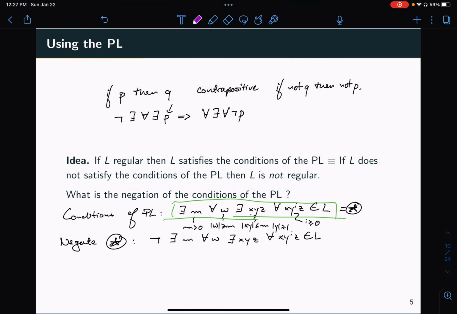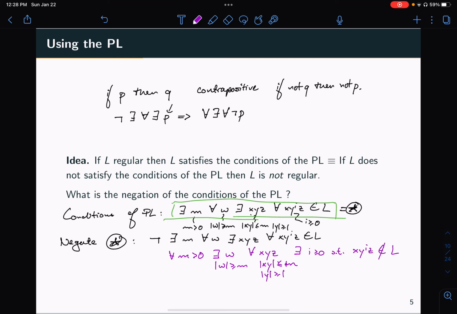So what this looks like is, instead of there exists an m, it says for every m strictly greater than 0, there exists a w with length greater or equal to m, such that for every decomposition with the given characteristics, so with these two properties, there exists an i greater or equal to 0, such that, and now we negate this statement, which says x y^i z is not in L. And so to prove that a language is not regular, what we need to do is show that this statement is true.